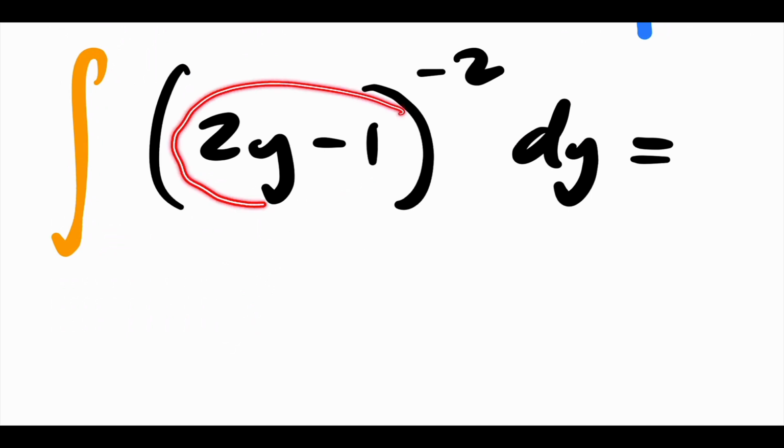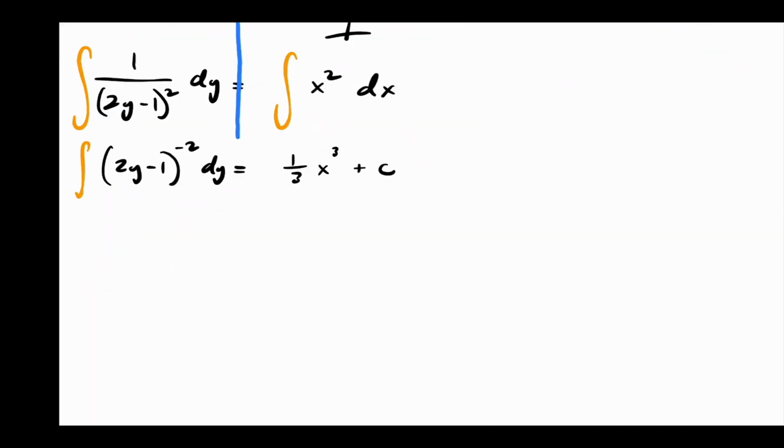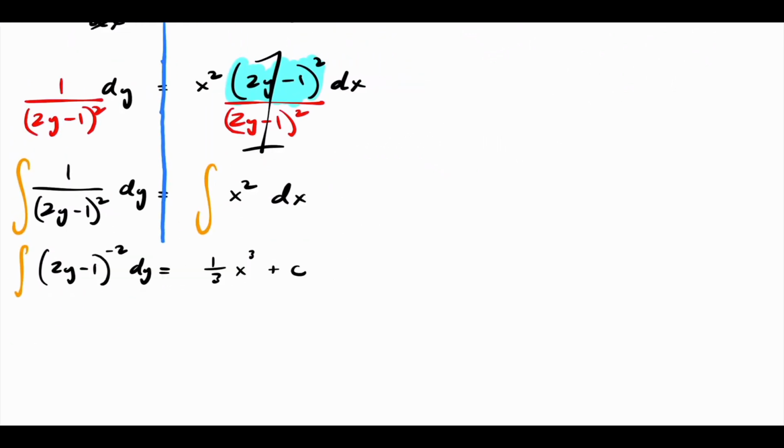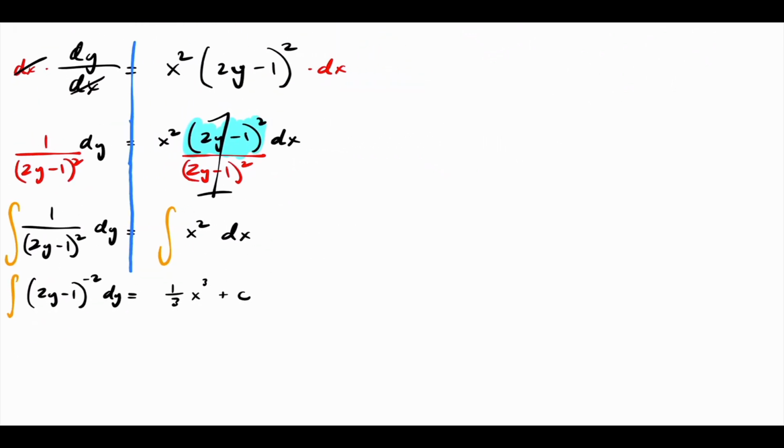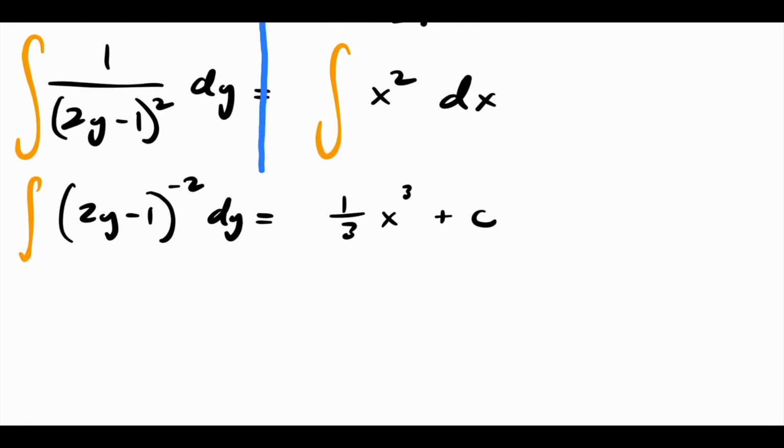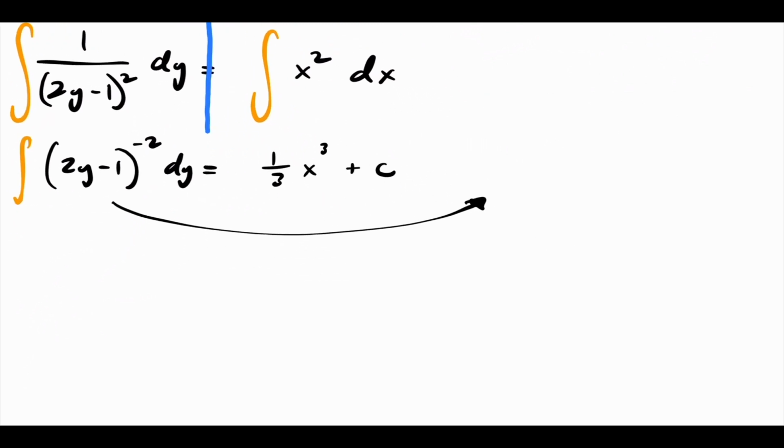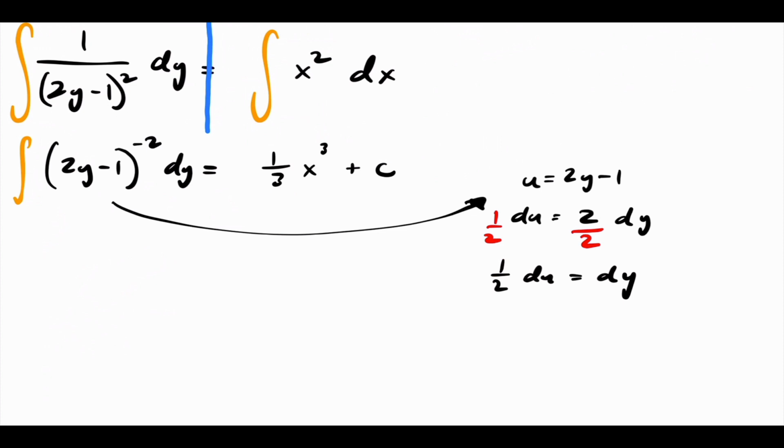So this guy is going to be u. Let's see. Move all this a little bit over here so I got some room. Okay. So u is going to be 2y minus 1. du is 2 dy, because it's not dx, because the left side's dy. Then I'm going to divide by 2. 1/2 du equals dy. Now I'm ready to plug back in.